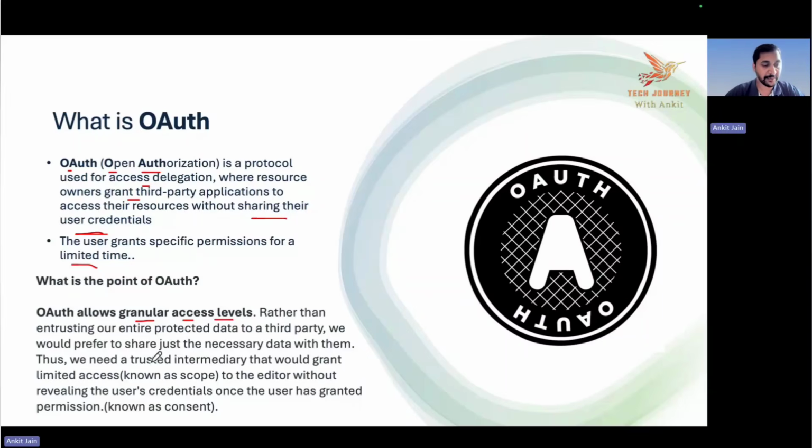Right? Because we need some trusted intermediary that would grant the limited access. Just now we discussed the limited access can be granted with the help of the scope without revealing the user credentials. This is what we discussed just now.